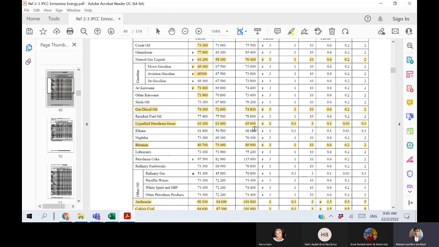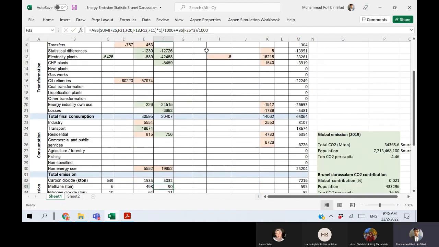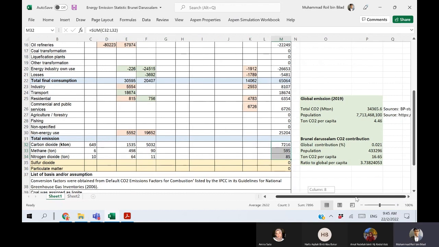Okay, or this one, natural gas liquid. I don't know which one it is. You have to find out. I think it's supposed to be LPG. This one, 63,100. Small difference. Okay, that's for gas. And then methane, you use a corresponding table. So after you finish calculation, you sum it up, and then you just do the calculation.